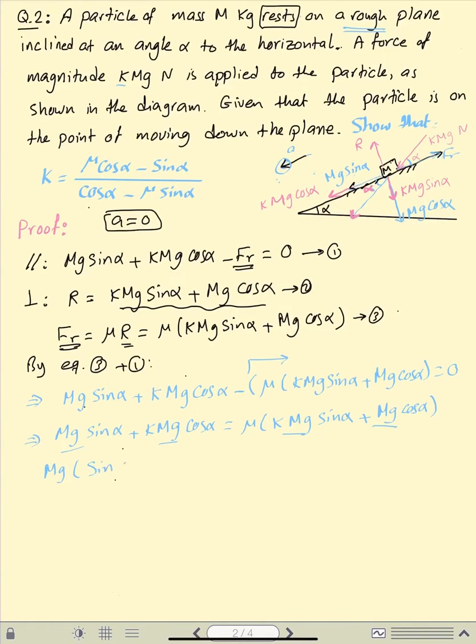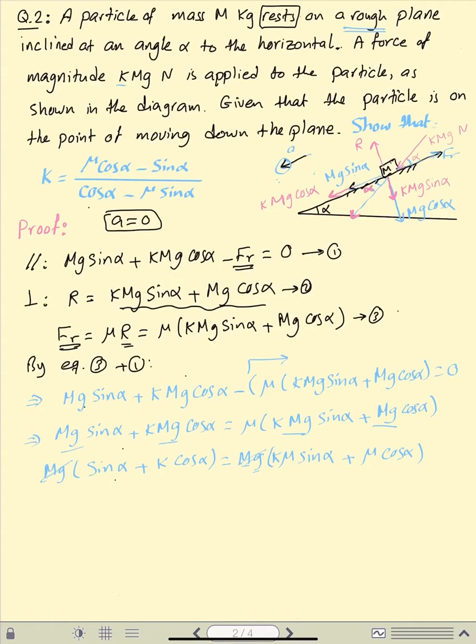So we'll have sine alpha plus k cosine alpha. With mg as a common factor, you will have inside here mu sine alpha plus mu cosine alpha. And we have k here, k mu sine alpha. So mg with mg cancel each other. Since they are constants, it's okay. If it's a variable, it's wrong in maths. Remember, we can't cancel variables, but m and g are constants, numbers, so we cancel them, it is okay.